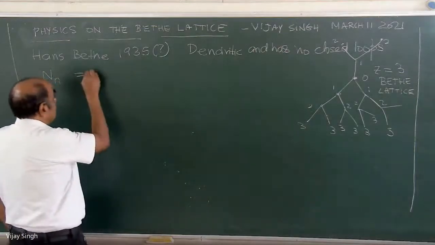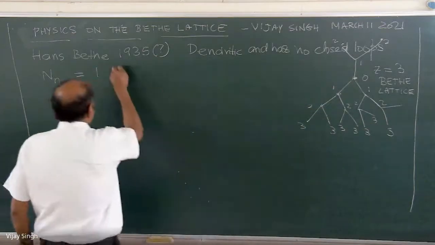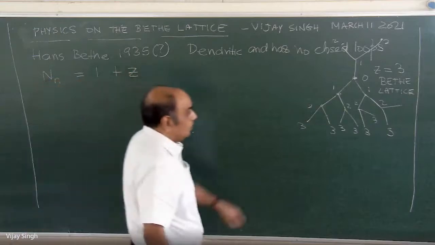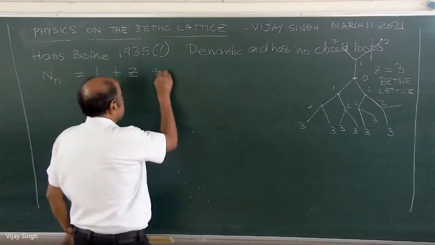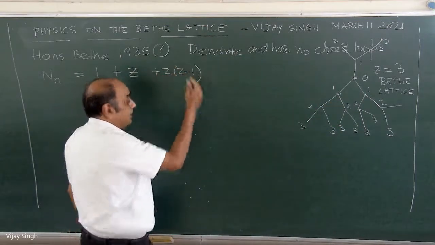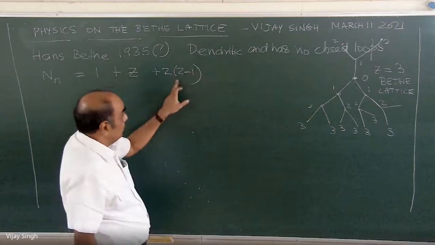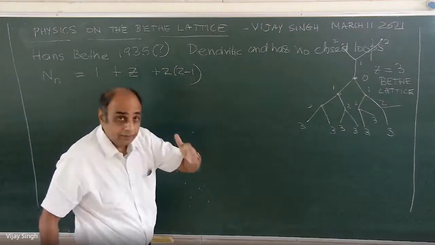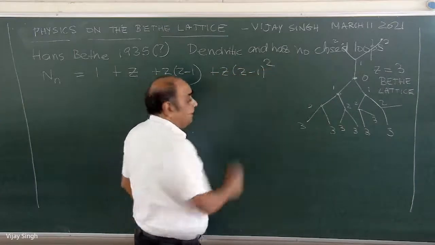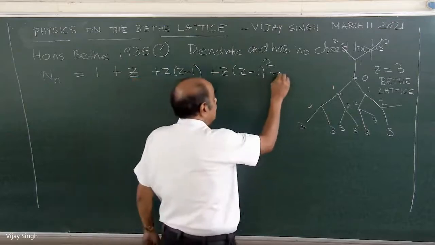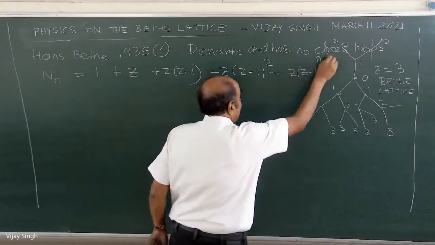Okay. So this is equal to 1, because this is 1, this is 1. In the next generation, it is z, because z is equal to 3 here, so there is 3 over here. In the next generation, you have z into z minus 1, that is in the second generation. Right? You don't count the one before, so that's why you have z minus 1. In the generation after that, you have z into z minus 1 the whole square. And similarly, in the nth generation, you have z into z minus 1 to the power n minus 1.